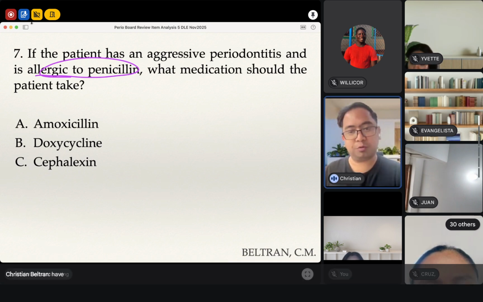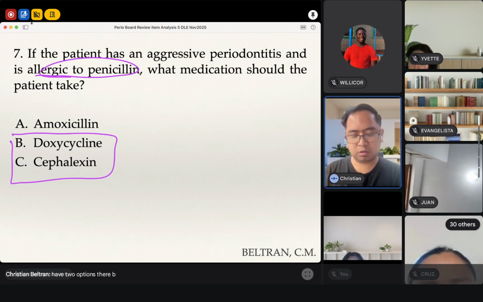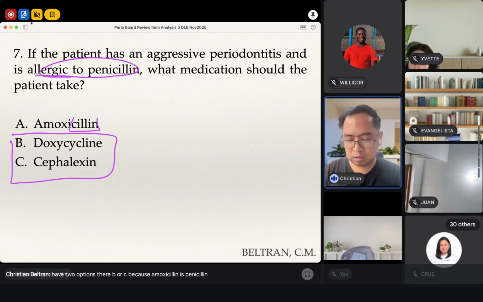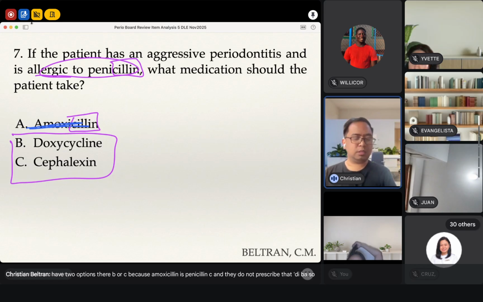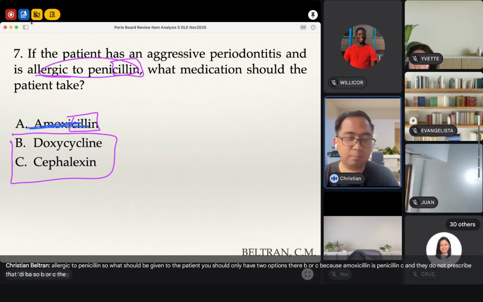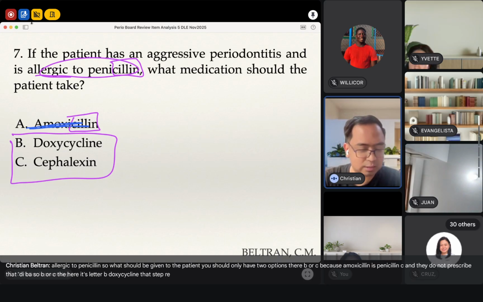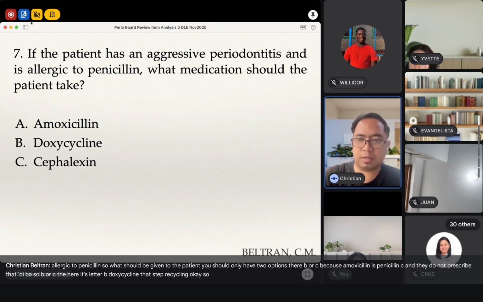You should only have two options there, right? Either B or C, because amoxicillin is penicillin, and they do not prescribe that. So B or C. The answer here is letter B, doxycycline. That's a tetracycline. Okay?